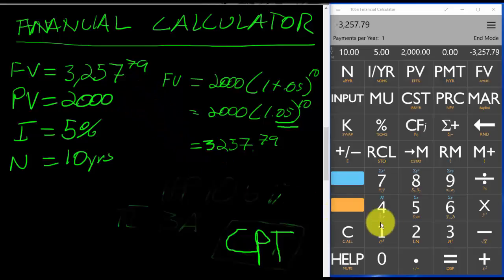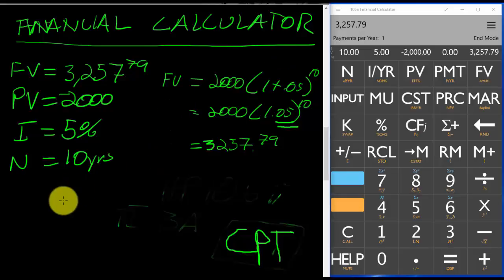The scenario we discussed is $2,000, but note that I'm putting a negative now into my present value. This is negative, and I go back and calculate future value, and it gives me the same answer, but positive. So this one should be negative. Why is it negative?